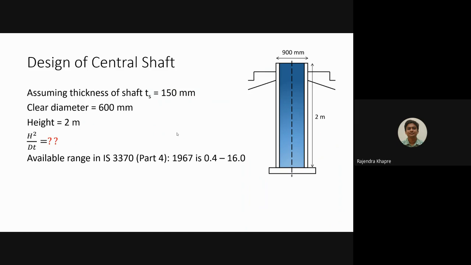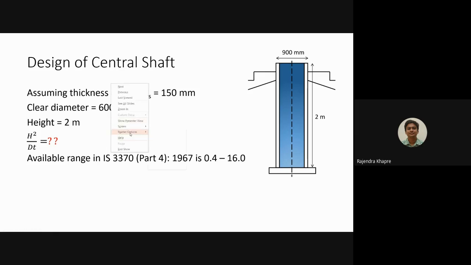right? So the height of this cylinder, this central shaft, is given to you, that is 2 meters. And if you remember, we have taken the external diameter of this central shaft as 900 millimeters, 0.9 meters, roughly 1 meter, right? So we will continue with the design part, and for the design purpose, we first have to assume the thickness of the central shaft. So let us assume the thickness of the central shaft as 150 millimeters.